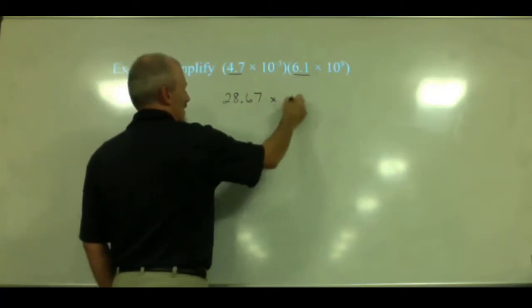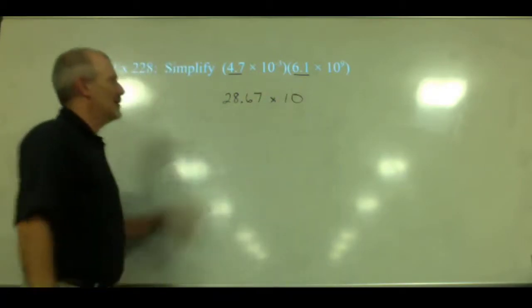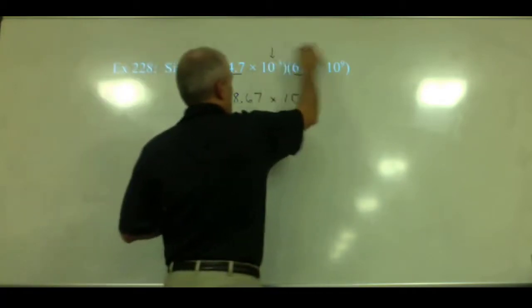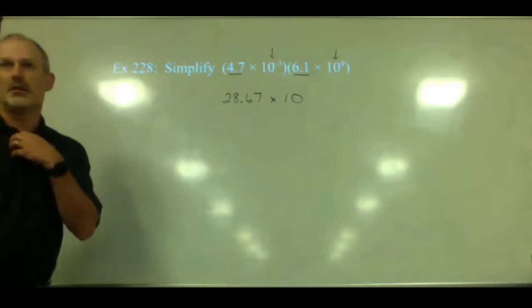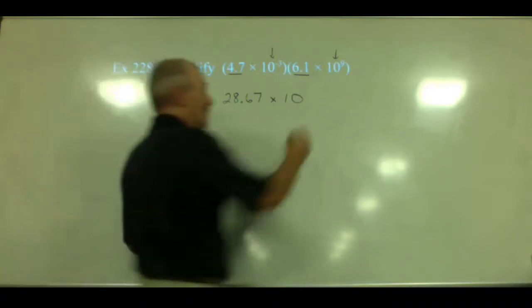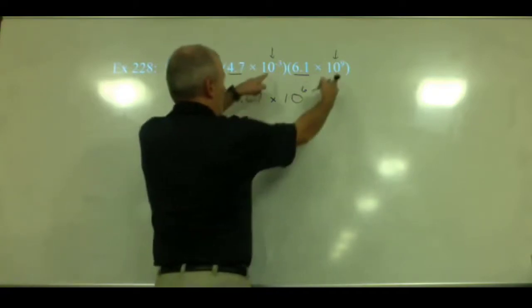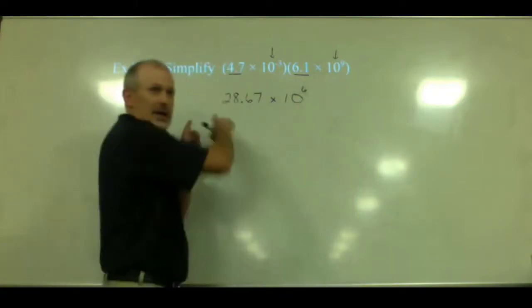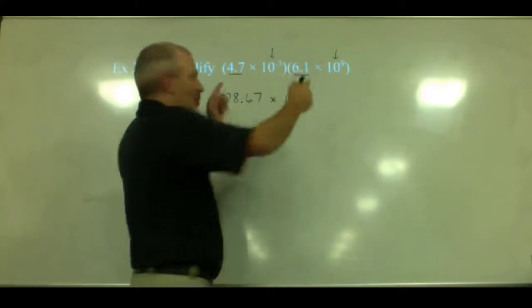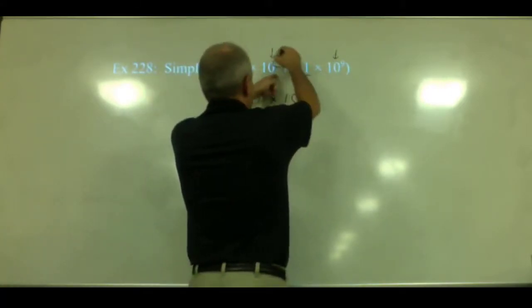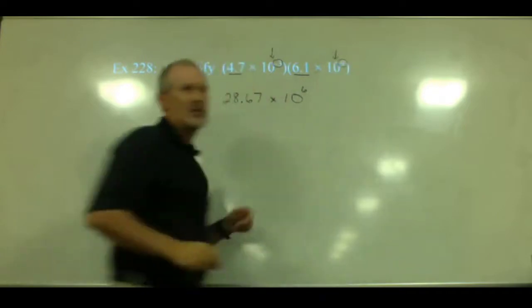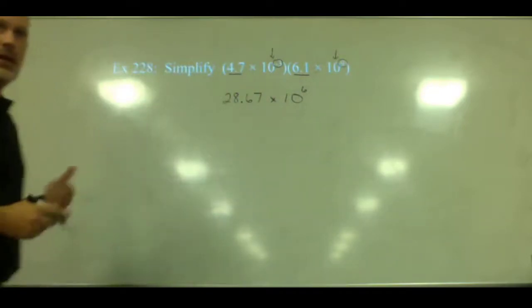Times 10. And then what are we going to get when we deal with these two? 10 to the 6th. Okay, you said multiply, right? Yeah, we multiply these two first, and then we multiply these two, but because they have exponents, we add the exponents. So we get 10 to the 6th.